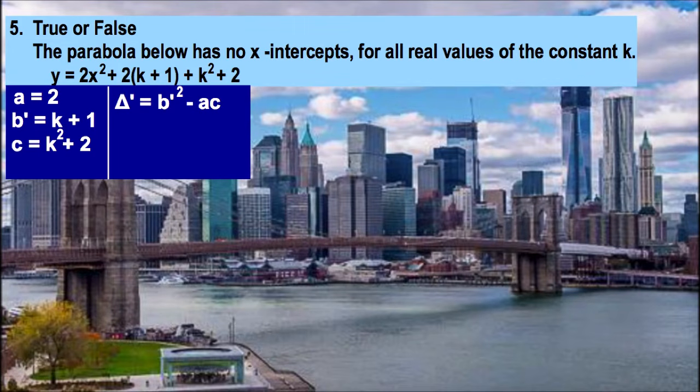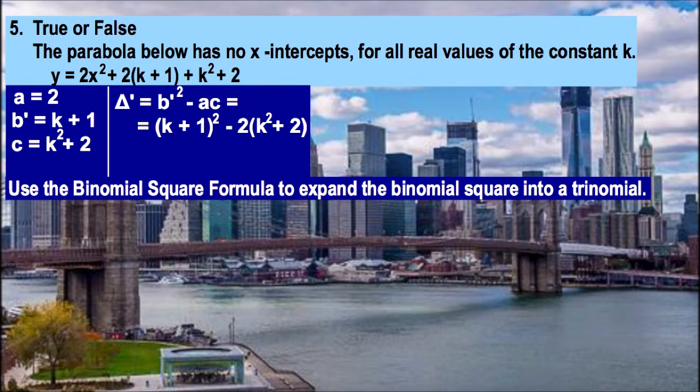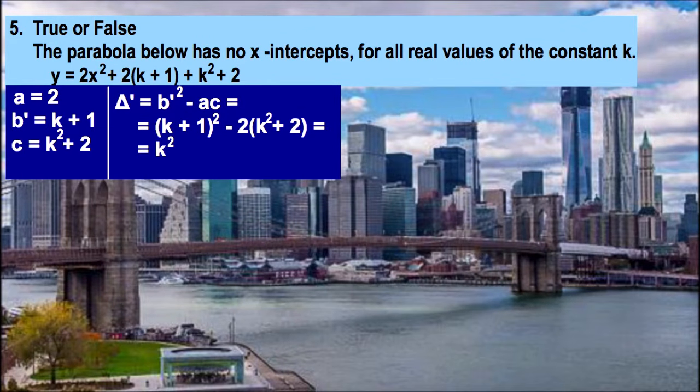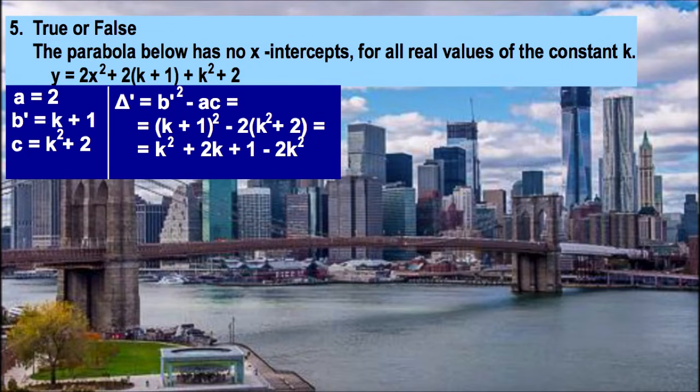Our discriminant prime is equal to b prime squared minus ac, which is equal to k plus 1, everything squared, minus 2 times k squared plus 2. Let's use the binomial square formula to expand this binomial square into a trinomial: k squared plus 2k plus 1. Then we'll apply the distributive property of multiplication over addition: negative 2k squared, negative 4.